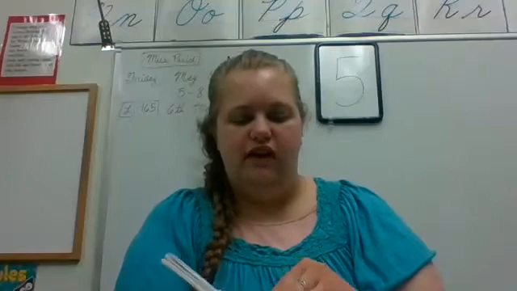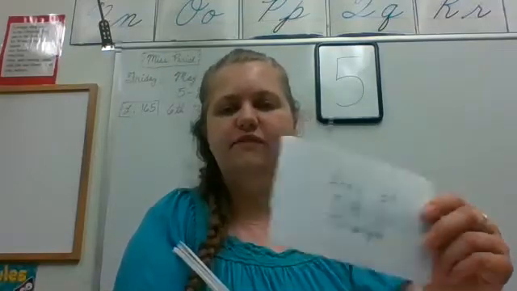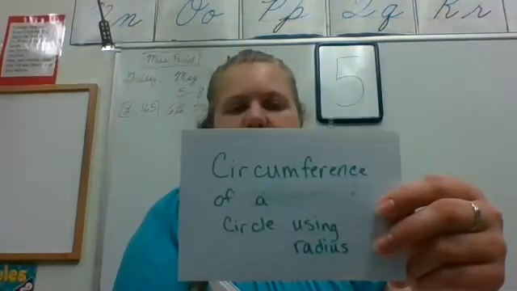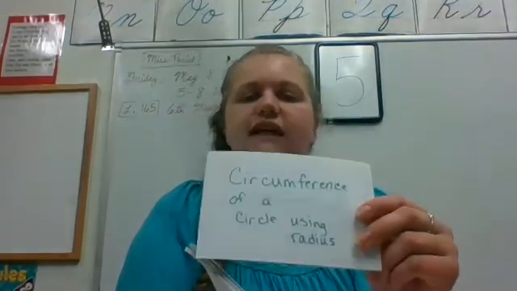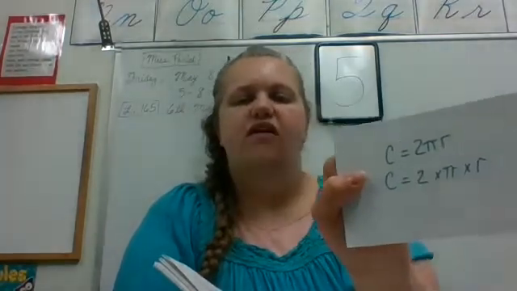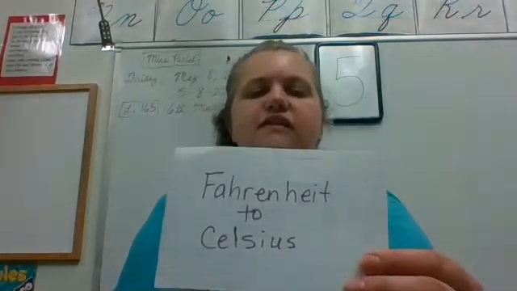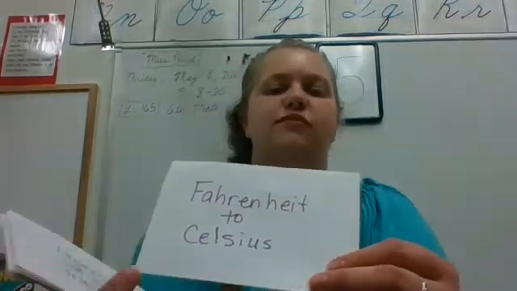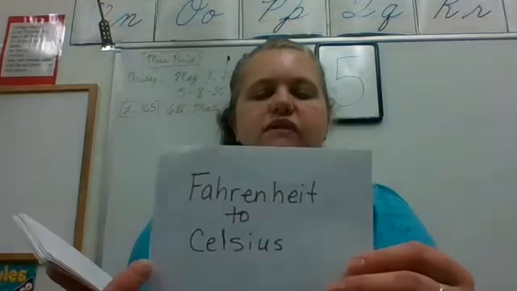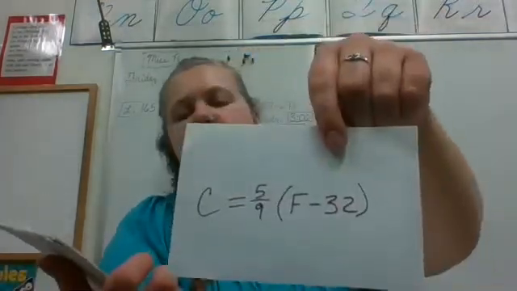Very good. Area of a triangle. A equals 1/2 times B times H. Circumference of a circle using radius. C equals 2 pi r. What about Fahrenheit to Celsius? Remember, Fahrenheit to Celsius, we start with C, right? C equals 5/9 times F minus 32 in parentheses.